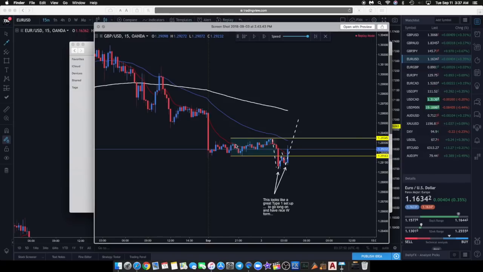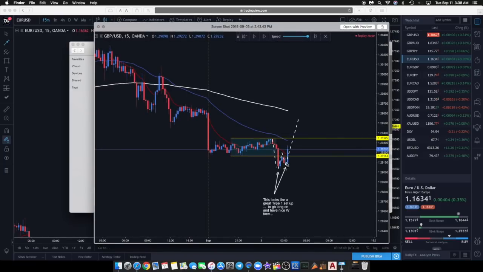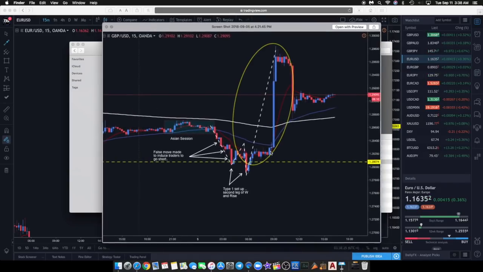Here's another one, Asian range, and we have our false move to the Asian low, came back up, came back down, and boom, and we took off. And this example, by the way, was in the middle of it forming. As you can see, I was typing, this looks like a type 1 setup to go long, once we have a nice W form. And this is something that I was sending to one of my students here. All right, let's take a look at another one.